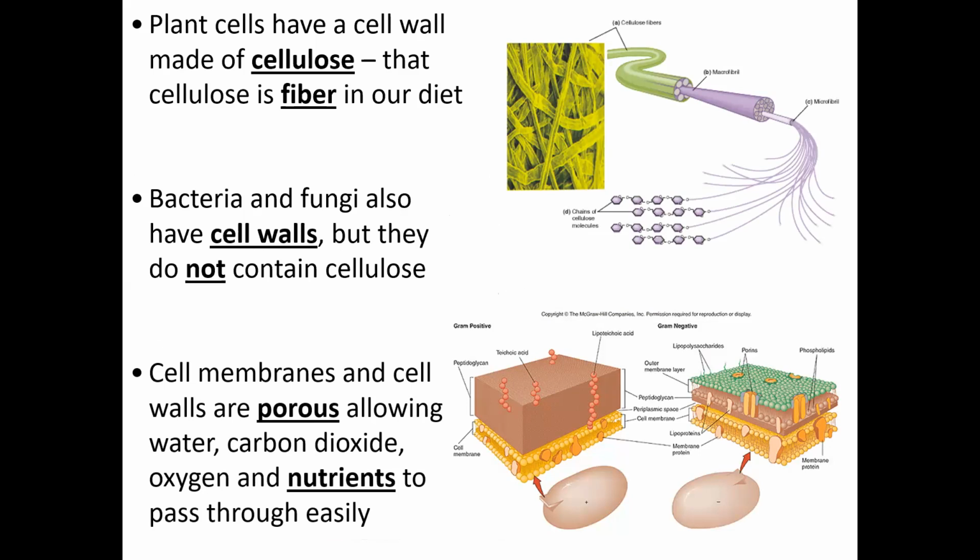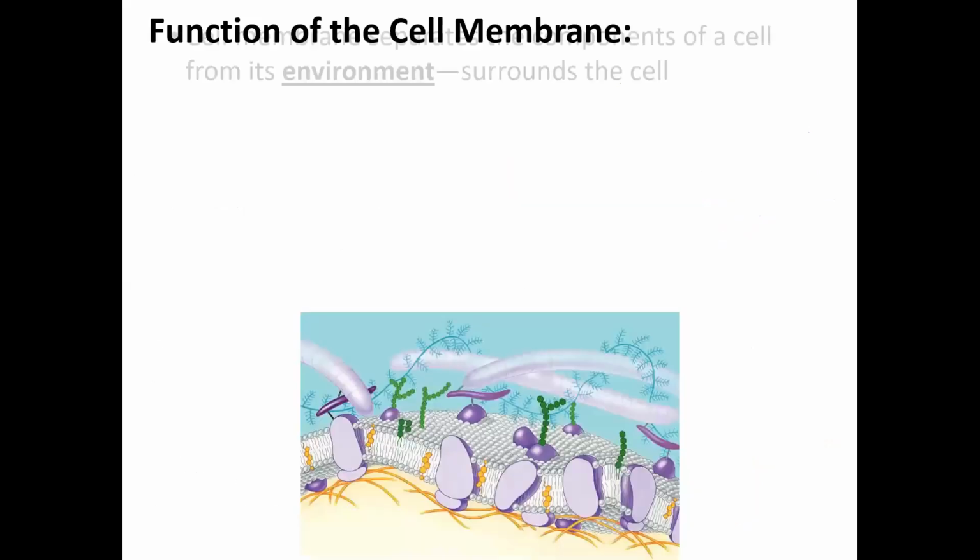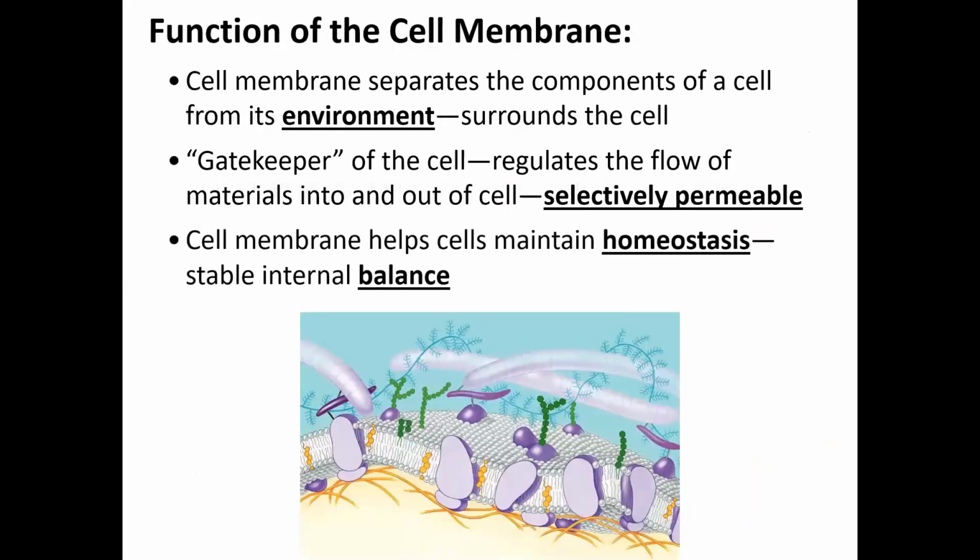The cell membrane is basically made up of a lipid layer which is porous in nature, and it allows the transfer of water molecules, carbon dioxide, oxygen and nutrients. Now the major function of the cell membrane: it separates the components of the cell from the outer environment, that means it protects the cells. The cell membrane is also known as the gatekeeper of the cell, as it is a selectively permeable membrane. It also maintains the internal and outer balance of the cells.